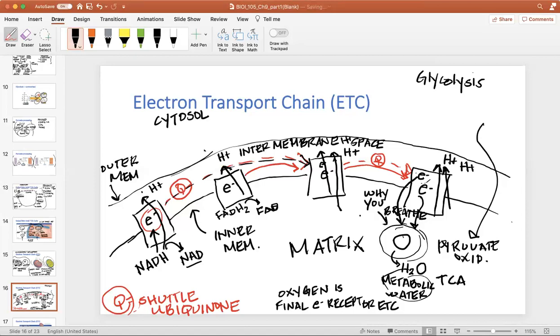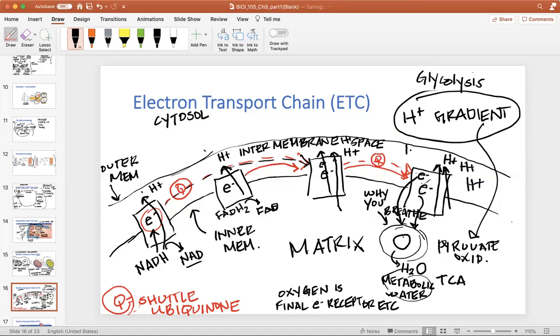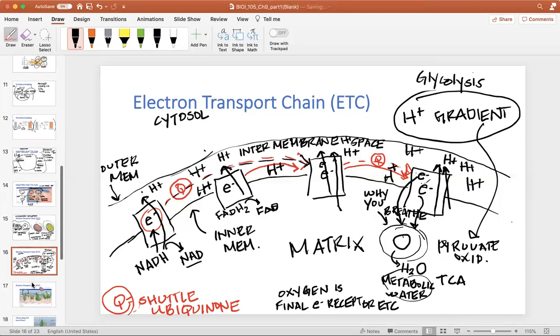Now, so far, what we have accomplished is we've used the energy in our high energy electron carriers to build up a ginormous hydrogen ion gradient. We haven't made any ATP yet, but what we have done is made a really strong hydrogen ion gradient. This intermembrane space is going to end up being pumped full of these hydrogen ions based off the energy of our electron carriers, okay? So let's look at that in a little bit cleaner version.